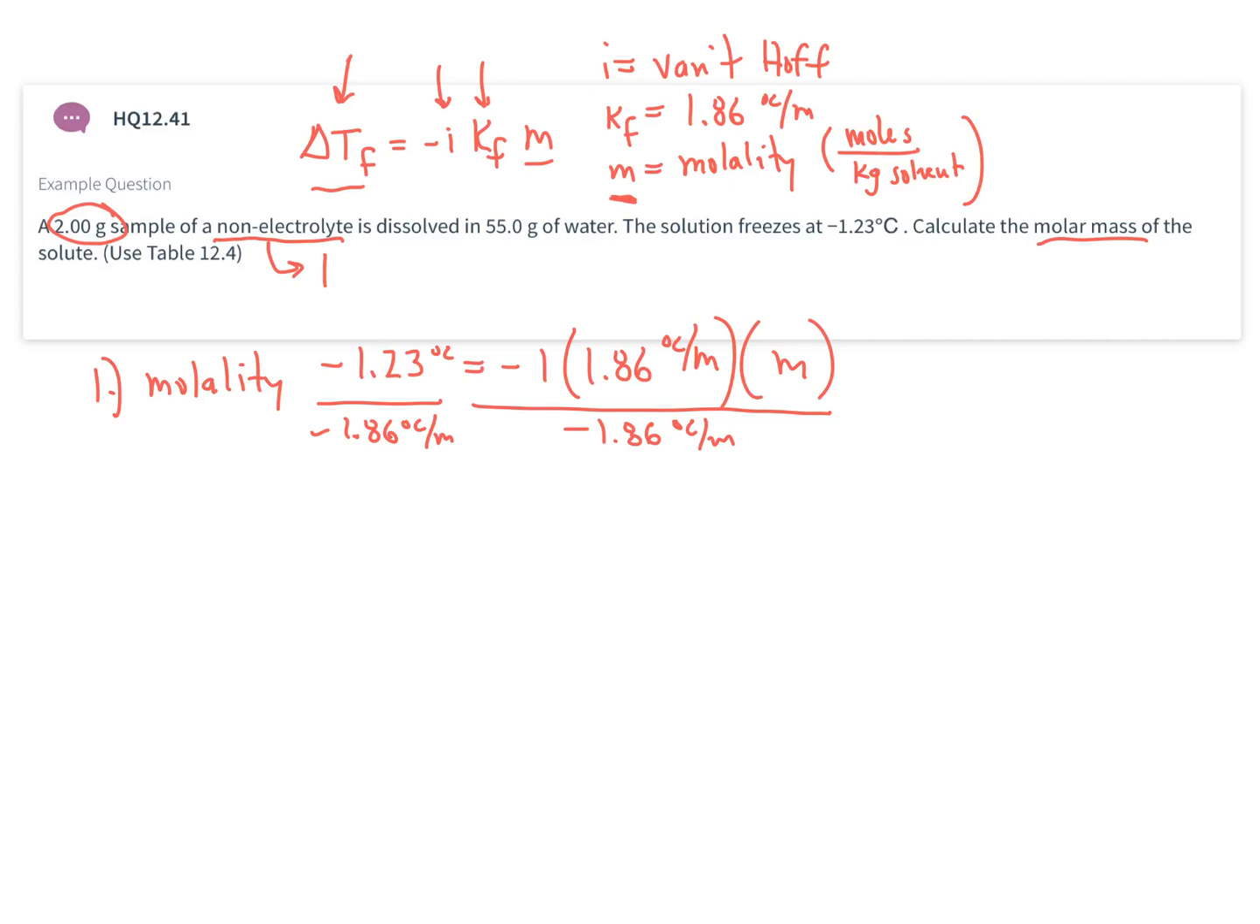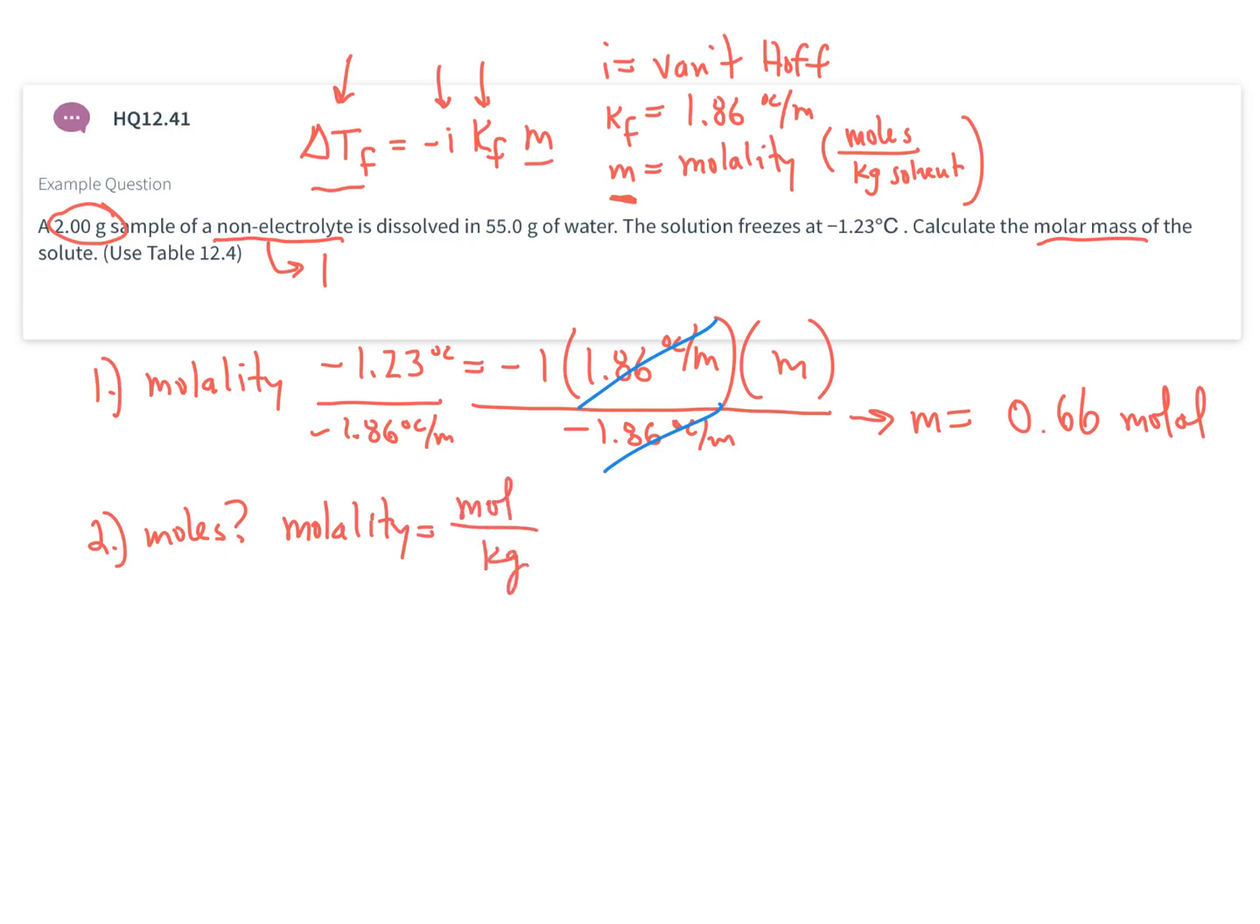And I see that that cancels out here, and I'm going to find the molality of this solution to be approximately 0.6 molal. Now that I know the molality, now I need to find out how many moles I have in that solution. Right, I know molality equals moles over kilogram of solvent.